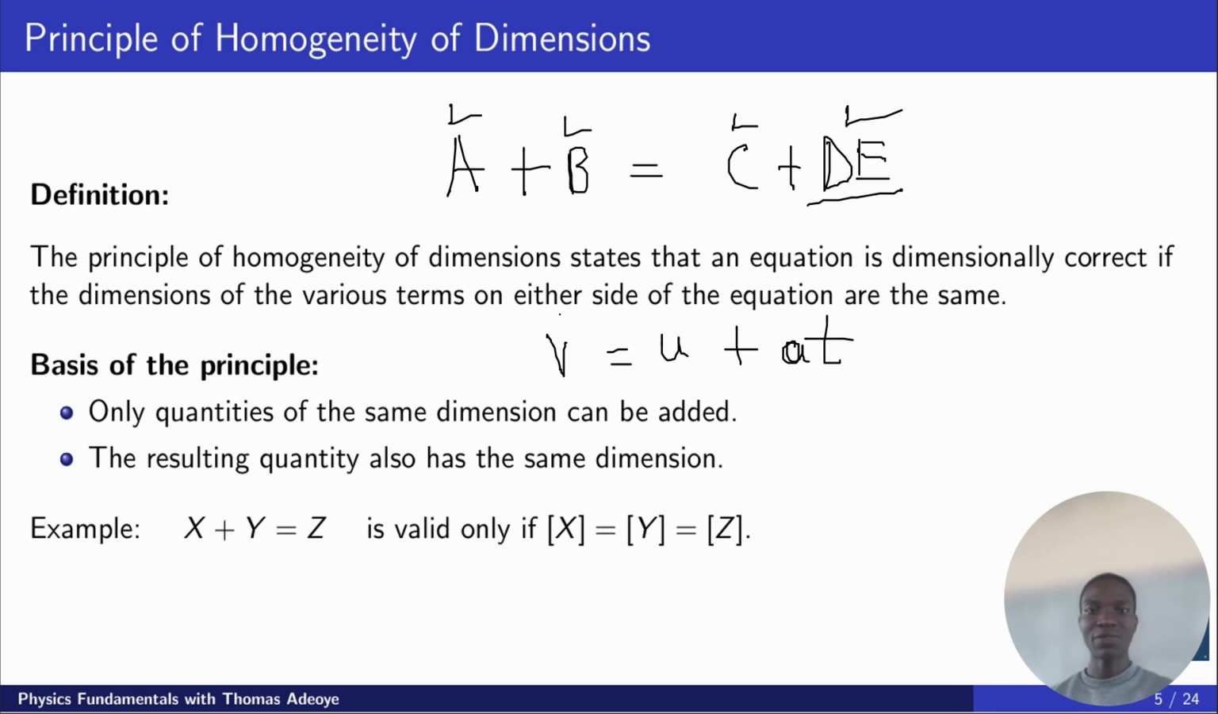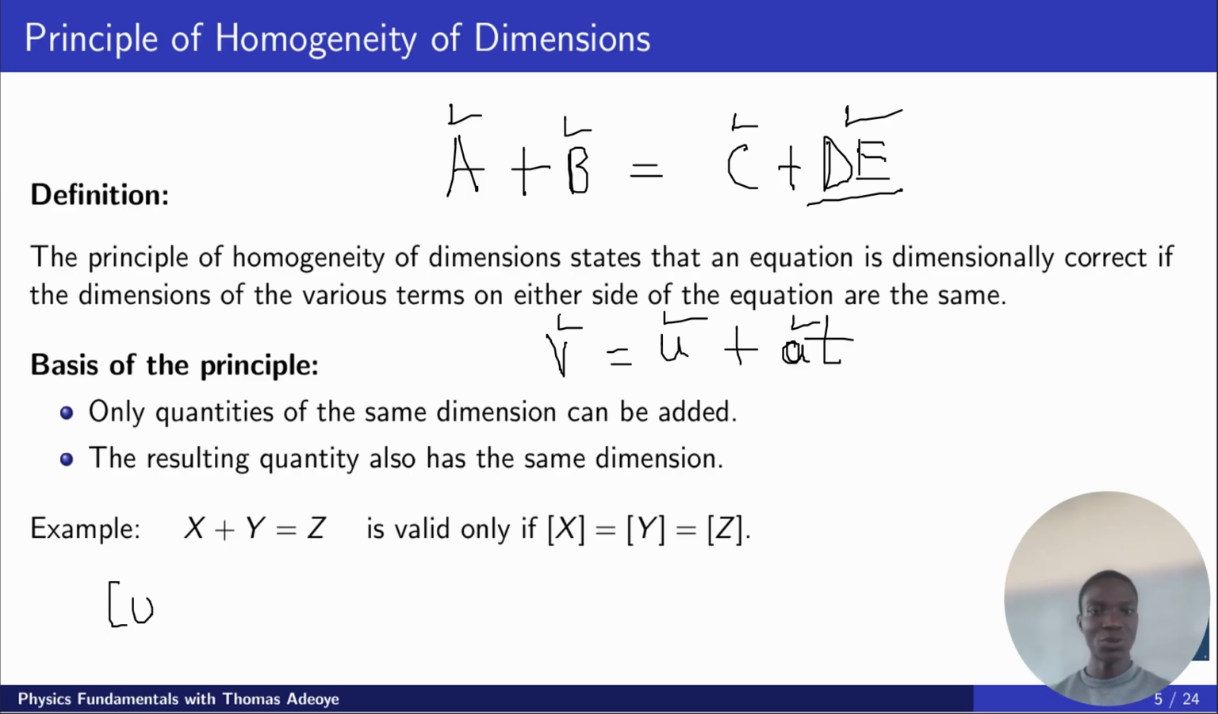So this is the first term, this is the second one, and this is the last one, at combined, do not forget. Okay, so the dimension of V must be equal to the dimension of U. And the dimension of U must be equal to the dimension of at. Okay, so let me try to check that here.